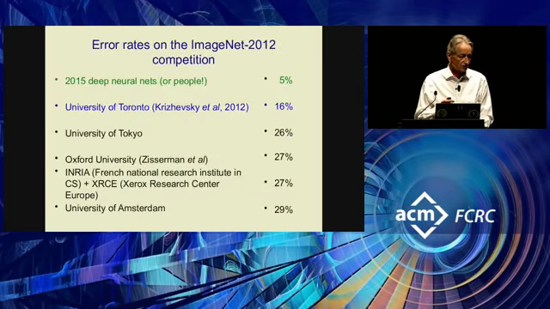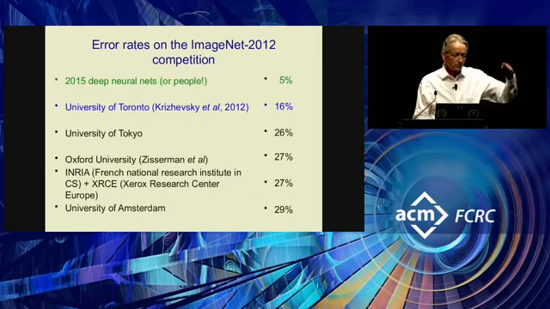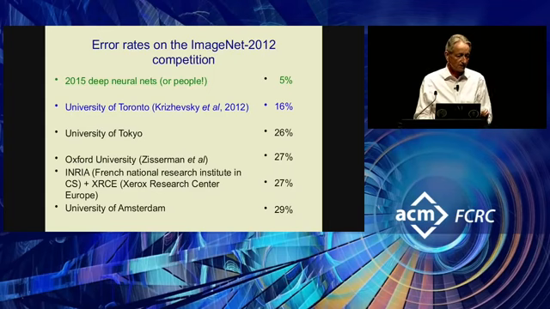So if you looked at the results, all the computer vision systems, the standard ones, had asymptoted at about 25% error. Our system, developed by two graduate students, got 16% error. And then further work on neural nets like that, by 2015 it was down to 5%, and now it's down to considerably below that.